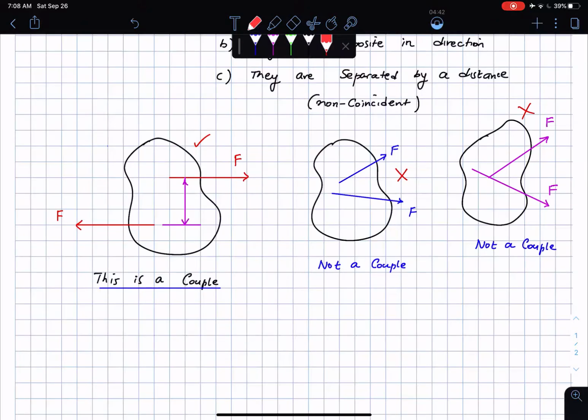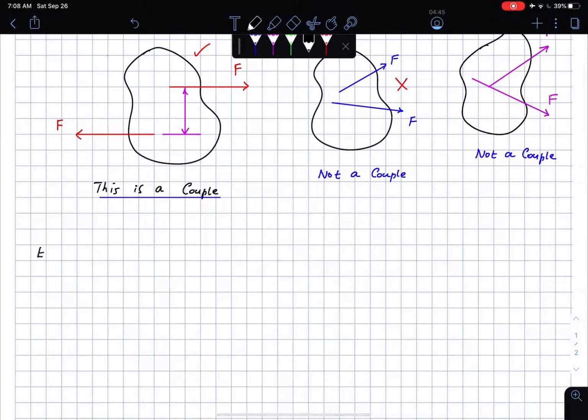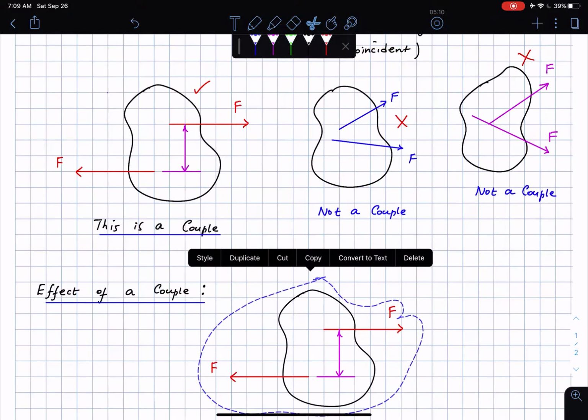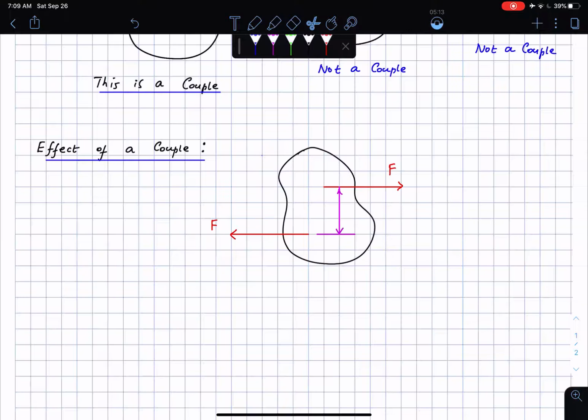So what's the effect of a couple? It is quite obvious, as you can see from the figure where we have a couple, that since these two forces are equal in magnitude and opposite in direction, in a sense, they will not cause the body to move anywhere. They will not cause the body to translate anywhere. But they have a tendency to cause the body to start rotating. Which means that the effect of a couple is only a rotation or a tendency to rotate the body, and this tendency to rotate the body is called a couple moment.